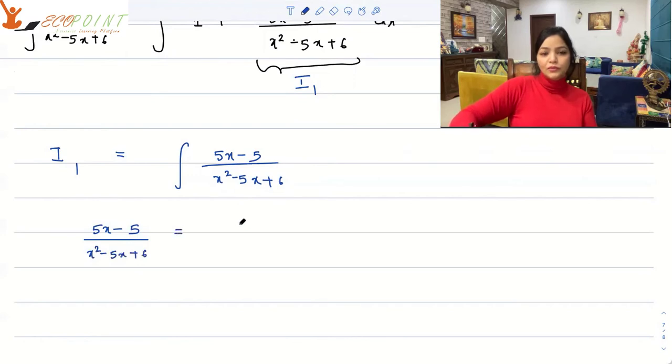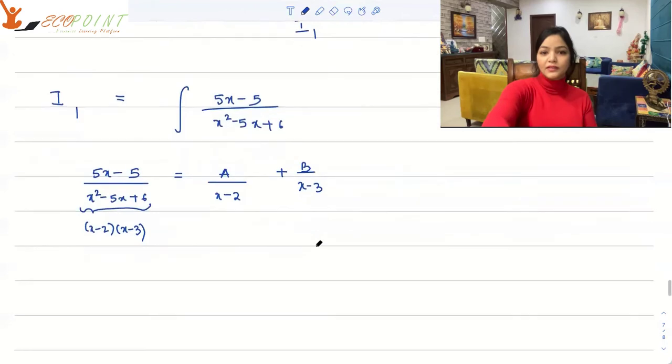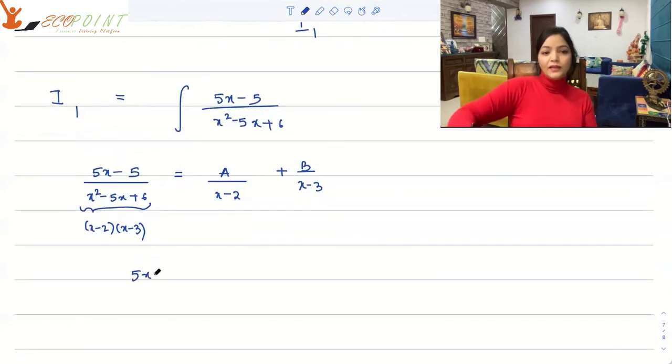is equal to a upon, do you know what the factors for this are? Clearly, can you see the factors here? x minus 2 into x minus 3 gives you the same thing, because the product is 6 and the sum is 5. So this will be a upon x minus 2 plus b upon x minus 3. This is what you will get here. So 5x minus 5 is equal to x minus 3 times a plus x minus 2 times b.